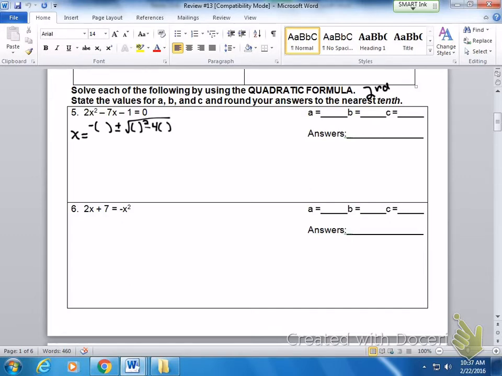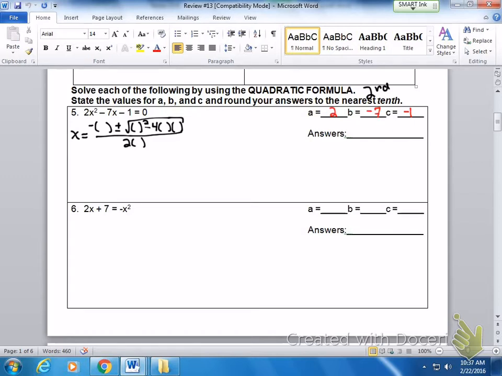Look at the formula. If you don't have it in front of you, it's on the board. Go ahead and fill that out. Let's pause for just a second. All right, guys, so once you have it in the right form, which it already was, we're going to pull our a out as 2, negative 7 is b, negative 1 is c. Now I just need to plug those in.